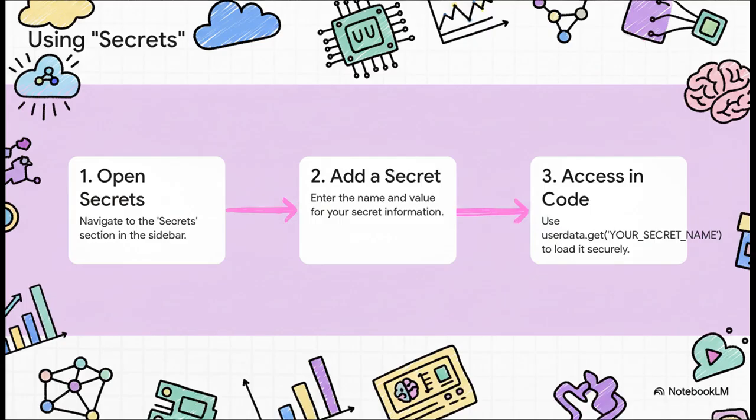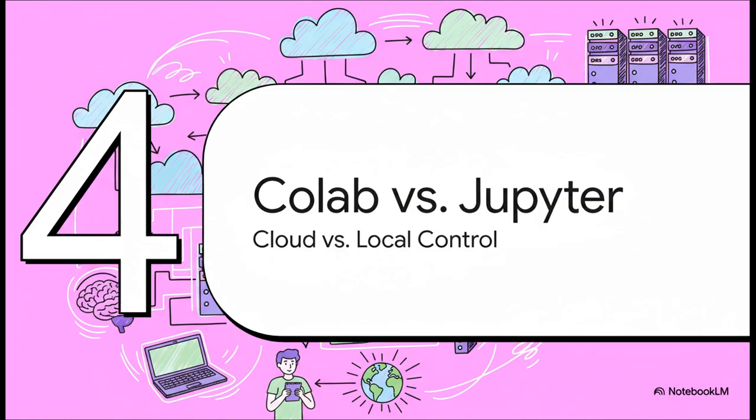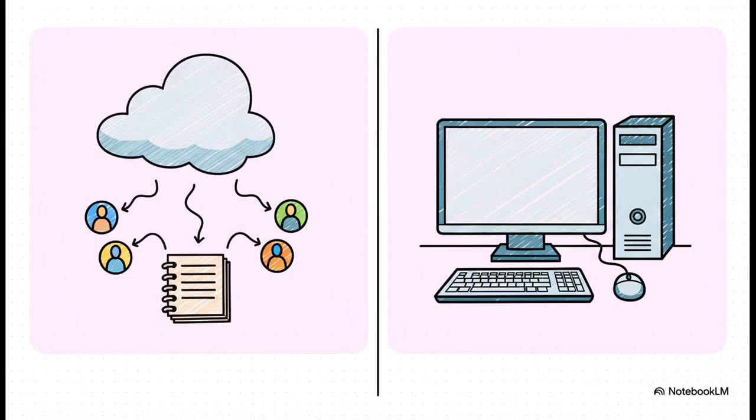You really can't talk about Colab without comparing it to the tool that started it all, the Jupyter Notebook. They look and feel really similar, but their whole philosophy is different, and that leads to some pretty big pros and cons for each. So here's the high-level breakdown. Colab is all about the convenience of the cloud. Google manages everything, there's no setup, and it's built from the ground up for sharing.